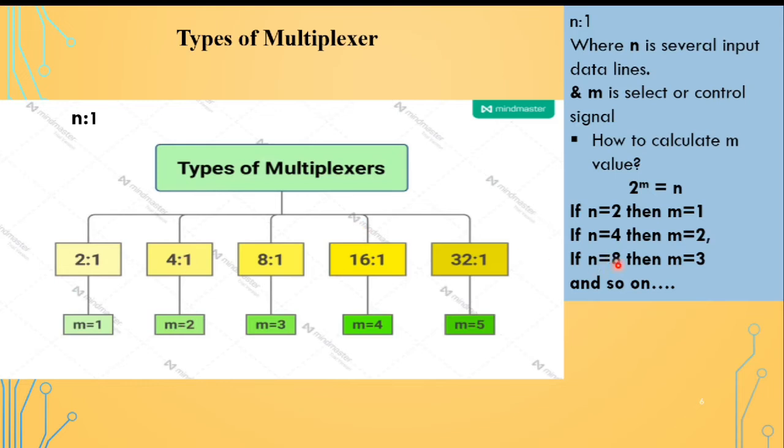Similarly, if n is equal to 8, meaning the input combinations are 8, then 2 to the power 3 is equal to 8, so m is equal to 3, and so on. In this way we can easily calculate the select: m is equal to 3 for an 8 by 1 multiplexer, similarly the select is 4 for a 16 by 1 multiplexer, and m is equal to 5 for a 32 by 1 multiplexer.